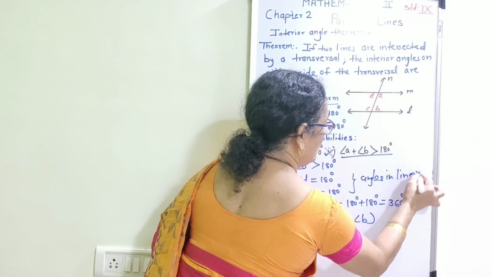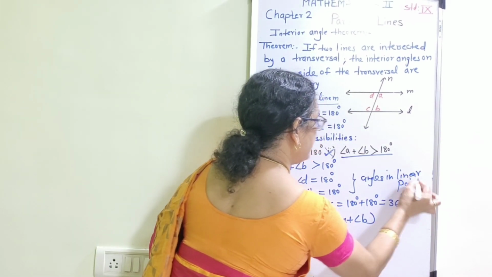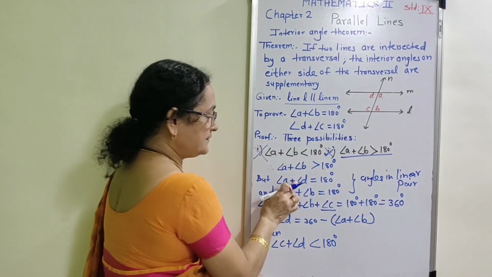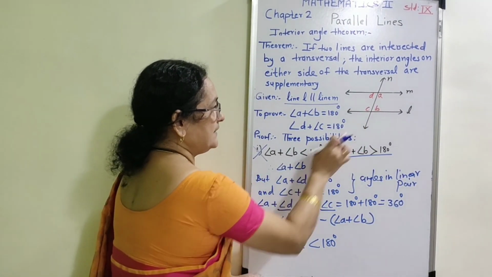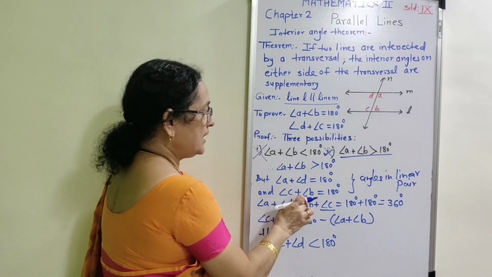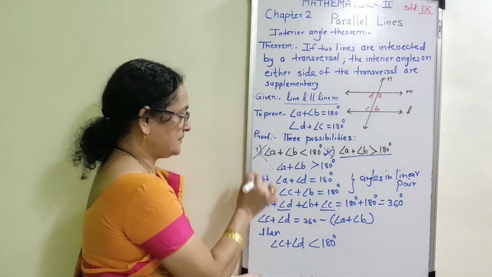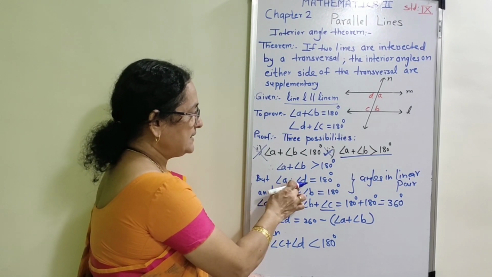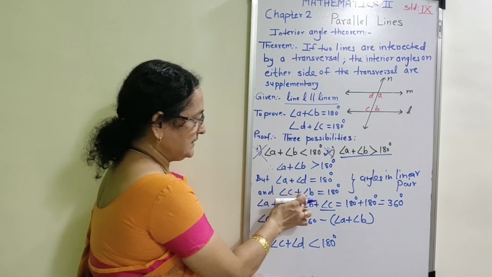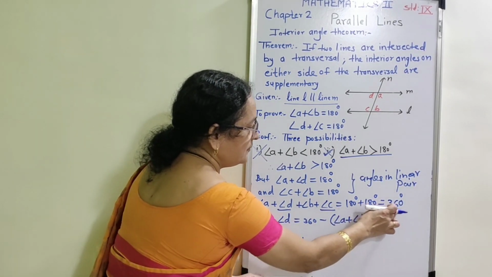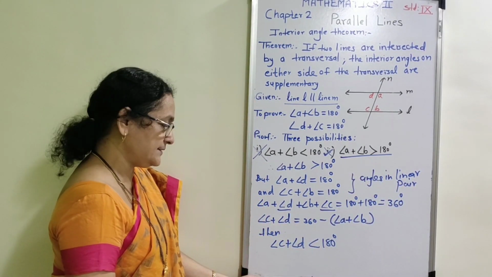And we know that the angles in linear pair are always supplementary, and therefore angle A plus D is 180 as well as angle C plus B is also 180 degrees. Now add these two statements: angle A plus angle D plus angle C plus angle B is equal to 180 plus 180, which is equal to 360 degrees.